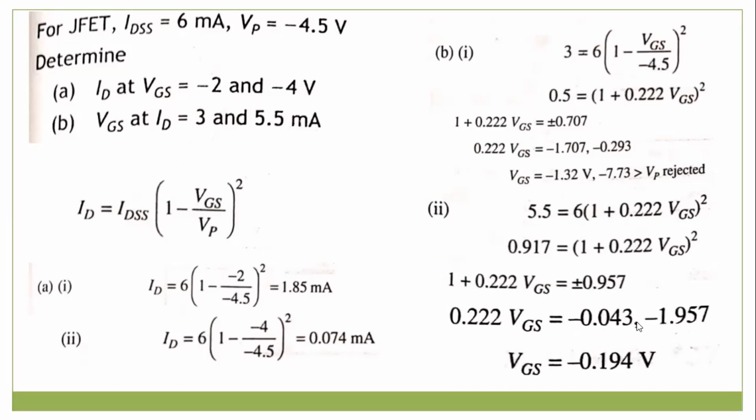Once I go for finding the VGS, now here 0.222 VGS is equal to minus 0.043. This is one value when considered as positive. If I consider minus 0.957 and take this 1 to the right side, it will become minus. That is nothing but minus 1.957. So we have a VGS value. Once we go for calculating the VGS value, if I divide this value by this, then I'll get a final answer of VGS is equal to 0.194.